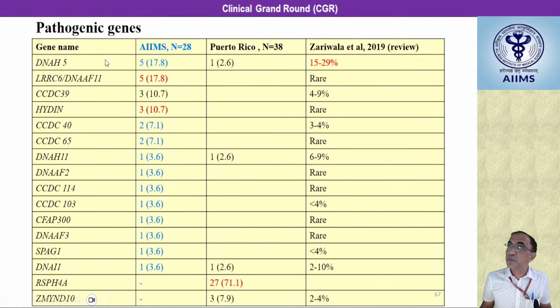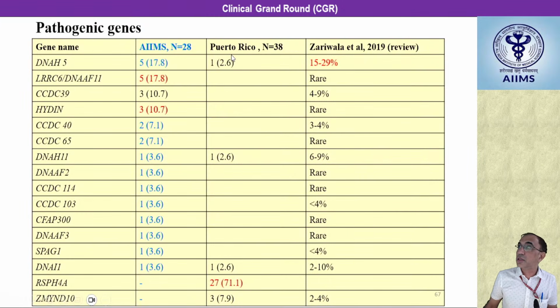And if we look at the frequency of pathogenic mutations in various genes, the most common is the DNAH5 gene at 71%, similar to the LRRC6 gene, followed by other genes. If you see the literature, this is a very good review regarding this genetics. They reviewed many studies of the genetics, and the most common mutation was in the DNAH5 gene, around 15 to 25%, and we have 17.8%. As compared to these studies, we have around 17%. These are the mutations, and in general all are pathogenic.